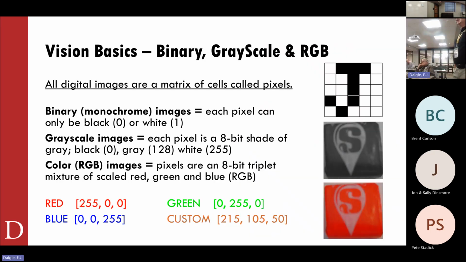So some more vision basics here. The binary, grayscale, RGB. In binary or monochrome images, the most basic of that is what we call binary, meaning each pixel can only be one of 2 states. It is either a 0 or a 1. It's either black or it is white.